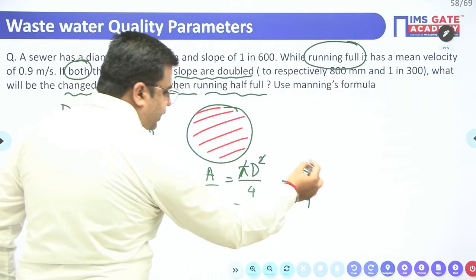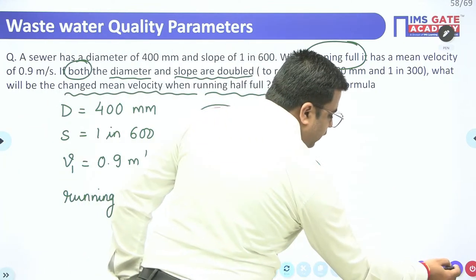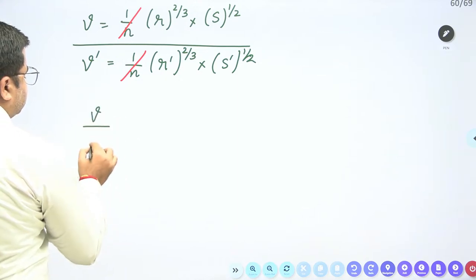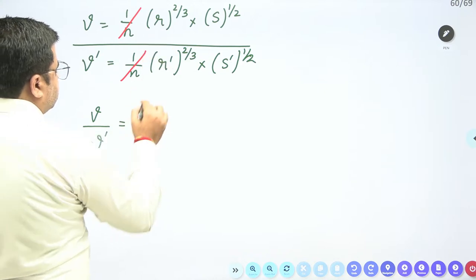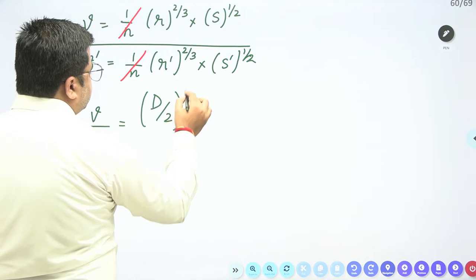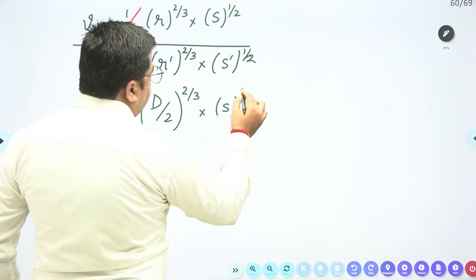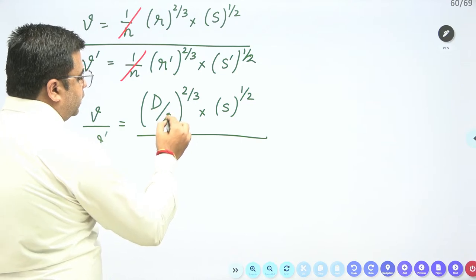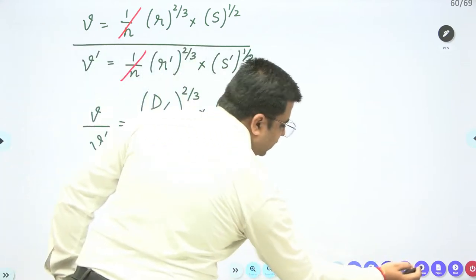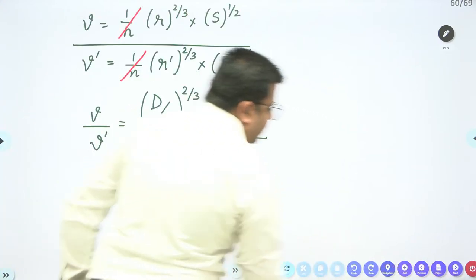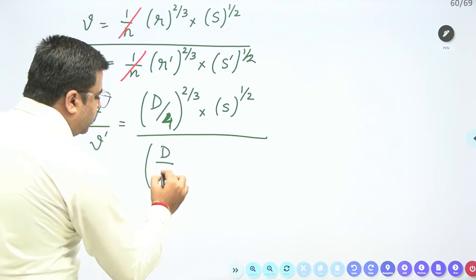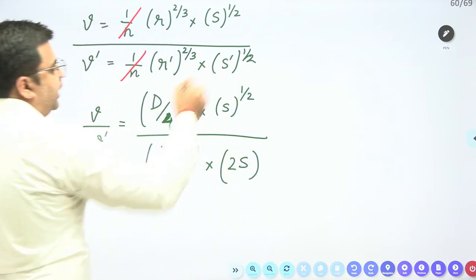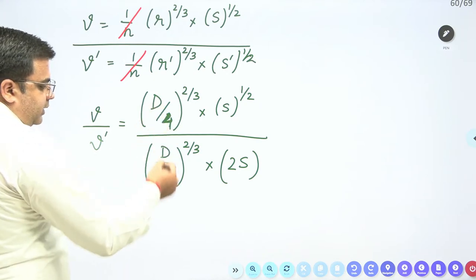This small r is nothing but d by 4. Substitute the value. So you have v by v dash is equals to r, which is d by 4, raised to power 2 by 3 into s raised to power 1 by 2. This r dash we have just now calculated. This is d by 4, and this r dash is d by 2. So this is d by 2 raised to the power 2 by 3 multiplied by s dash, which is 2s, right? So just take these two into consideration.